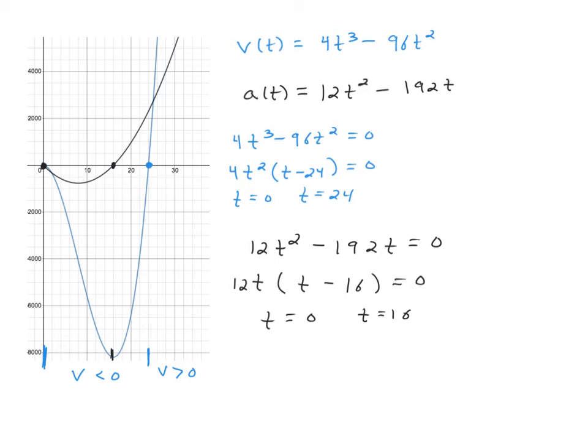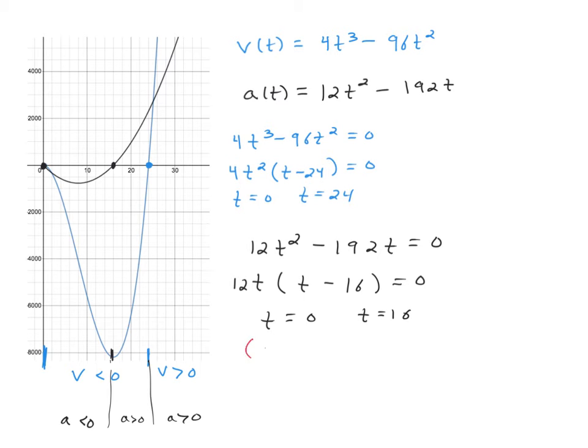So this is where the acceleration is negative, but then it flips over and then the acceleration is positive. So there's really three intervals to consider, from 0 to 16, from 16 to 24, and then greater than 24. So let's write all of those down.